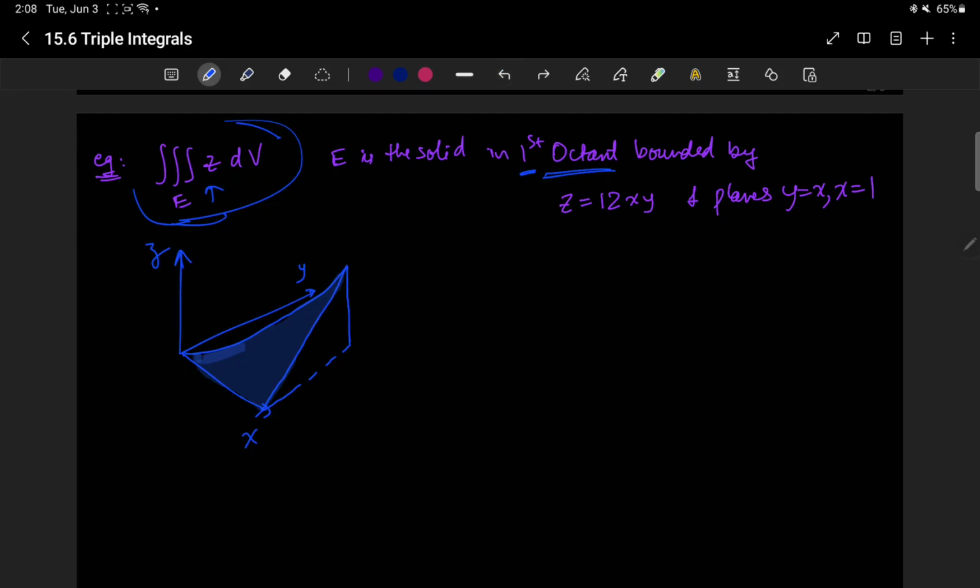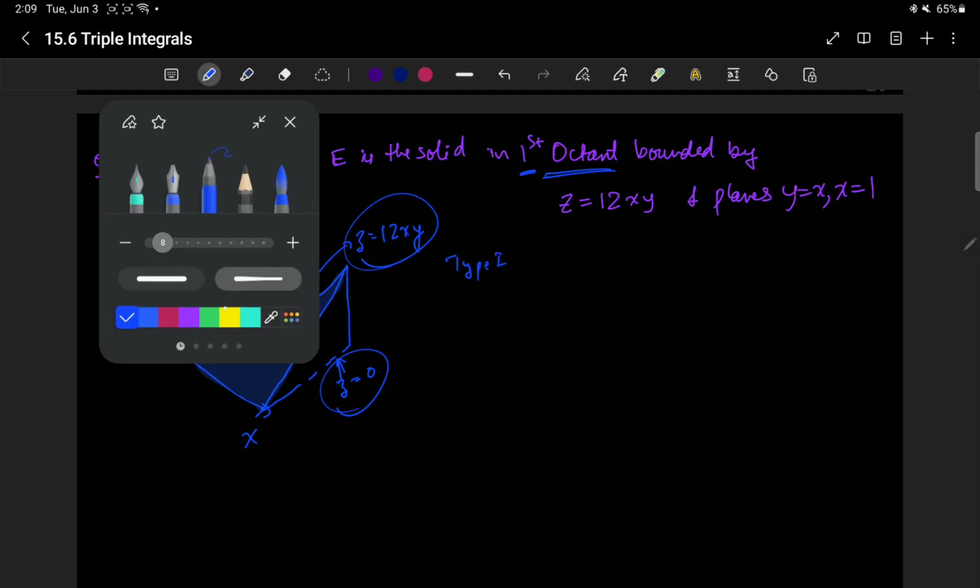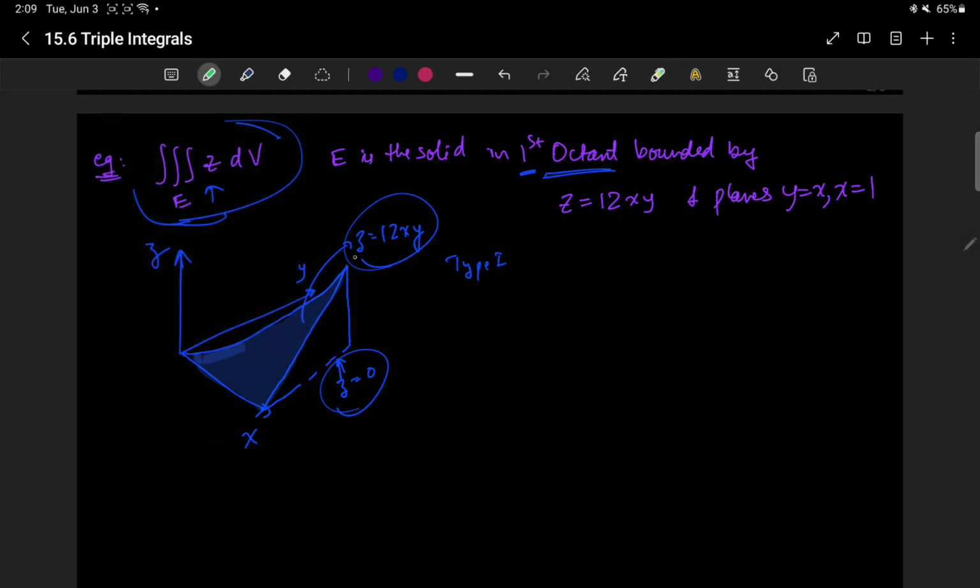If you look at this, the top part is z equals 12xy and the bottom part is z equals 0. So it's bounded between z equals 0 and z equals 12xy. We can convert this into type 1. What it means to convert this into type 1 is we're going to project it to the xy plane.